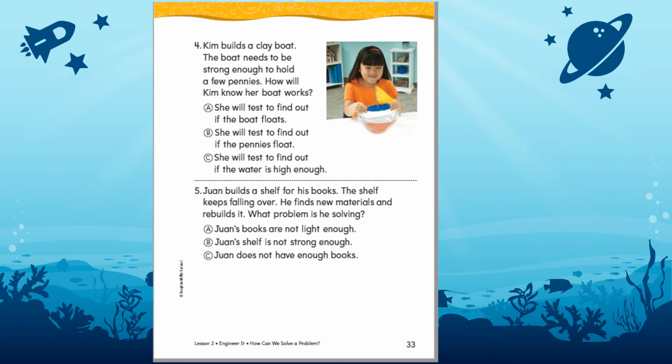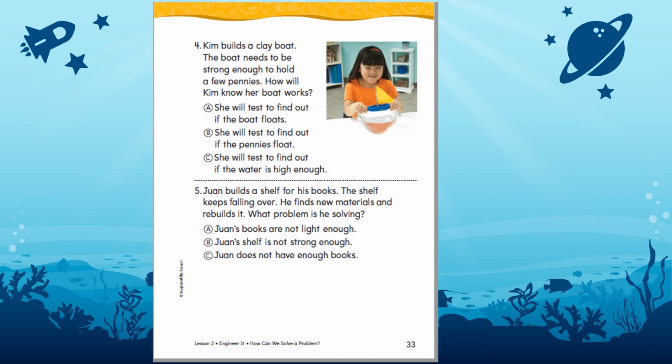Now children, open your book on page 33. Let's look at question 4 now. Kim builds a clay boat. The boat needs to be strong enough to hold a few pennies. How will Kim know her boat works? Let's look at the picture now. What do you see? I see Kim. I see a boat in her hand and a bowl full of water. So what do you think she's doing?